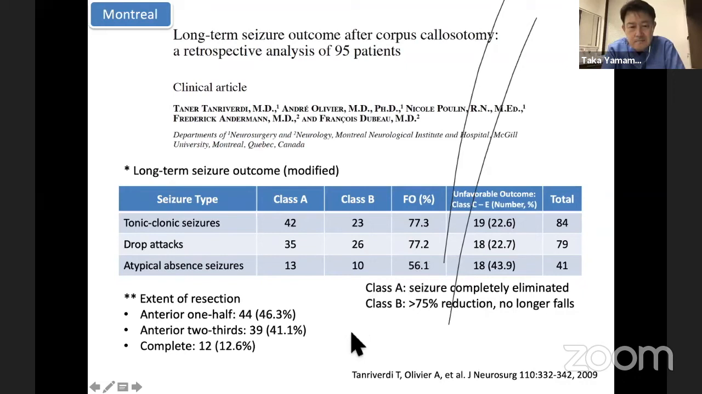Take care when you use drop attacks as a semiology. This is not a type of semiology. This is just a phenomenon. So we cannot use drop attacks when we describe seizure semiology. Drop attacks is just a phenomenon, not a seizure type. This is complicated, but when you present some kind of epilepsy presentation, just take care. The epileptologist will tell you something when you use drop attacks as a semiology.